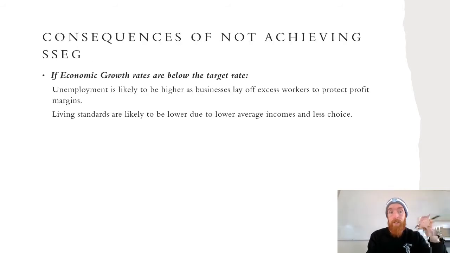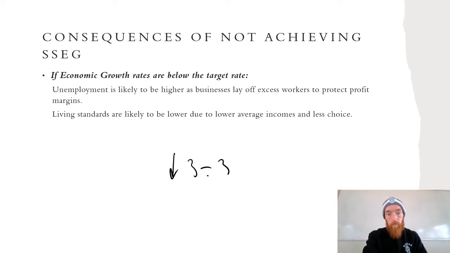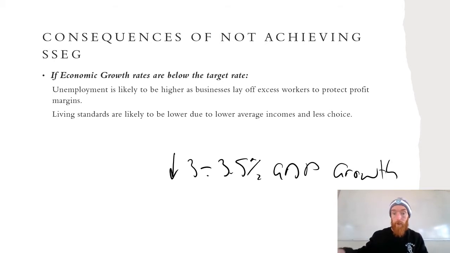economic growth. First up, if economic growth is too low, so if it is below that 3 to 3.5% per annum GDP growth, that is going to mean that unemployment is likely to be higher. Because if growth is too low, businesses see basically stagnant profits as not a good thing, and they'll start laying off workers to try and protect those profit margins. Living standards are also likely to be lower because there are lower average incomes and less choice because there is less production overall.